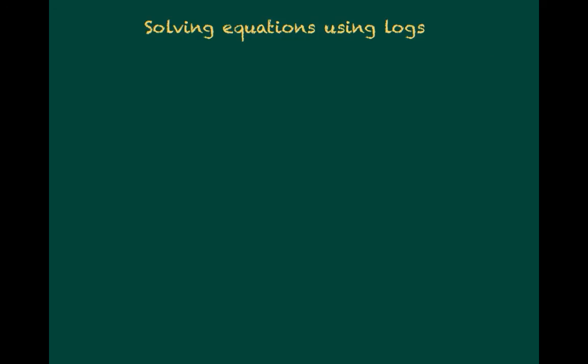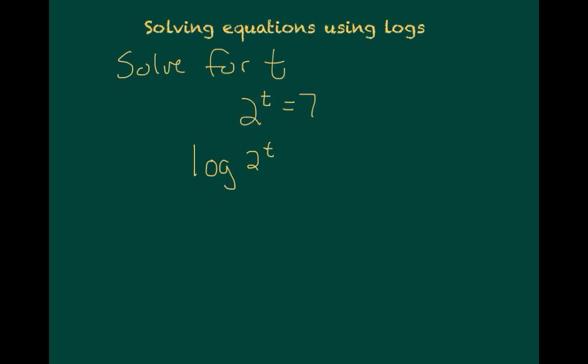All right, we're going to put some of these properties of logs into action here. So suppose we were trying to solve for t in the equation 2 to the t equals 7. The problem here is that our variable is up in the exponent, and we have to get it out of there. So the operation that we use to get something out of the exponent is we'll take the log of both sides. So I'm going to take the log of 2 to the t equals the log of 7.